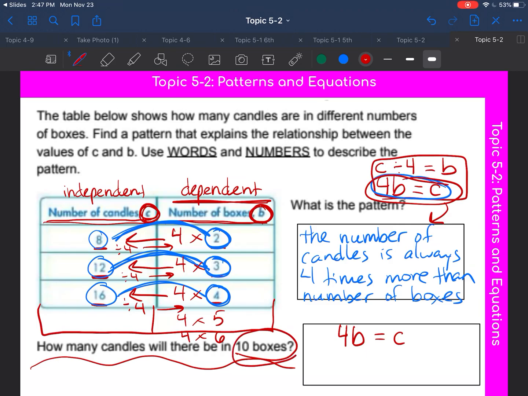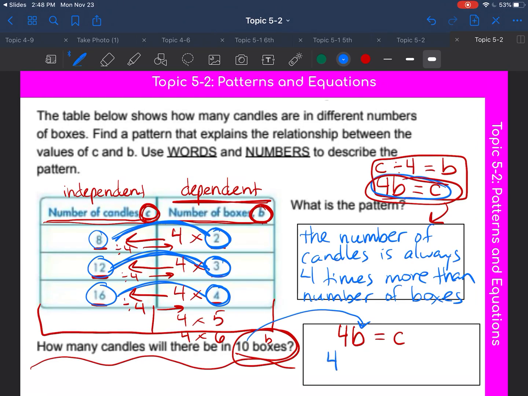So if we're trying to find 10 boxes, or 10 for B, we can bring up a lesson that we learned in a previous topic, which is called substitution. We can plug in that 10 for B. Okay, now if we plug in that 10 for B, remember, it doesn't turn into 410.